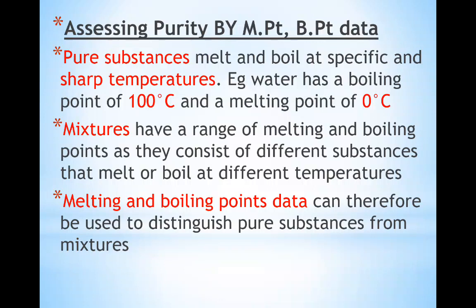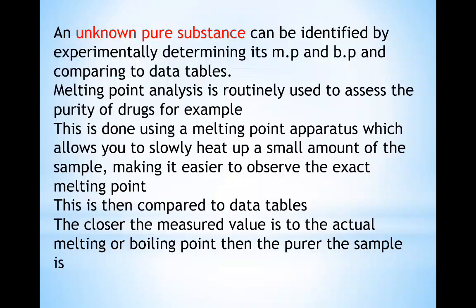Pure substances melt and boil at specific and sharp temperatures. For example, water has a boiling point of 100 degrees Celsius and a melting point of 0 degrees Celsius. Mixtures have a range of melting and boiling points as they consist of different substances that melt or boil at different temperatures. Melting and boiling points data can therefore be used to distinguish pure substances from mixtures. An unknown pure substance can be identified by experimentally determining its melting and boiling point and comparing to data tables.